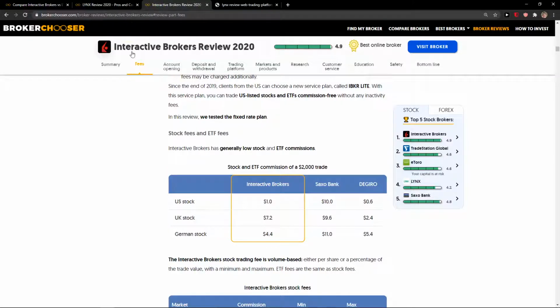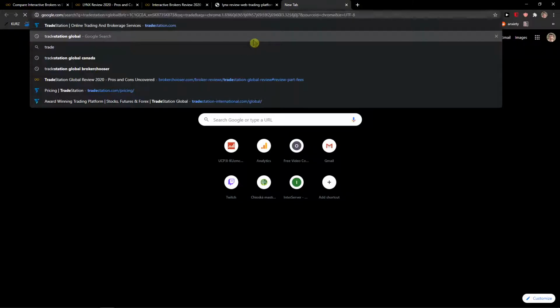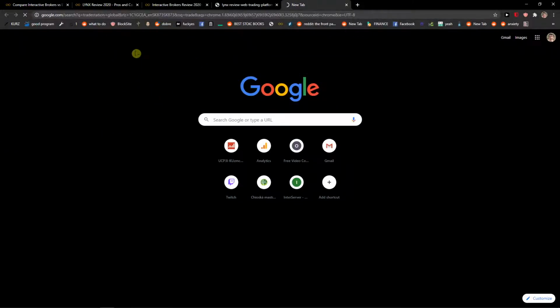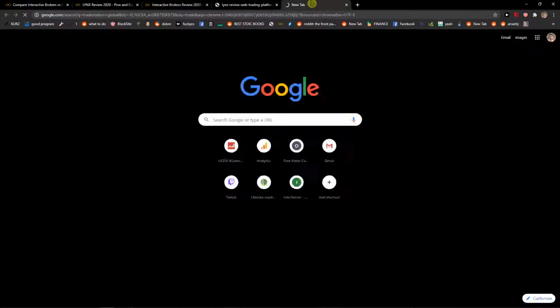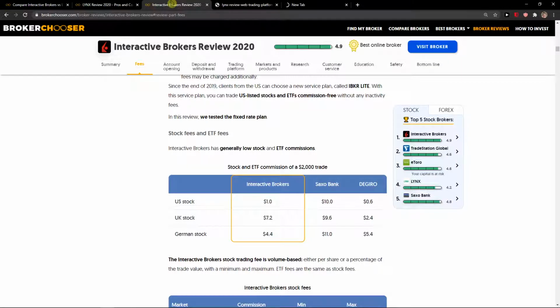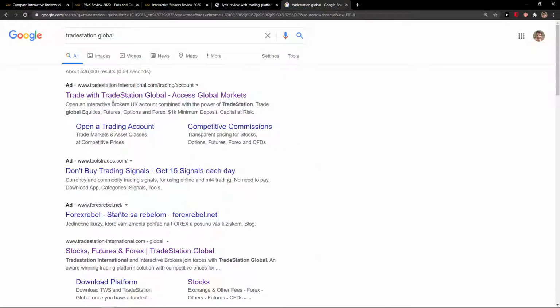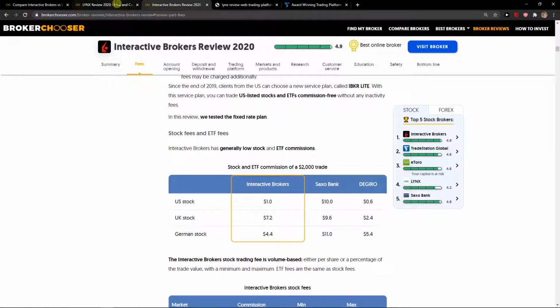Now, if you want to get rid of the inactivity fee in Interactive Brokers, you need to register on TradeStation Global. And this is the way you can get rid of it. TradeStation Global has Interactive Brokers as its parent company, but it's without a fee. They also have their own trading platform that you can use, and I recommend checking it out if you want to go with Interactive Brokers without the fee. You can see it by yourself here. Definitely check it out.